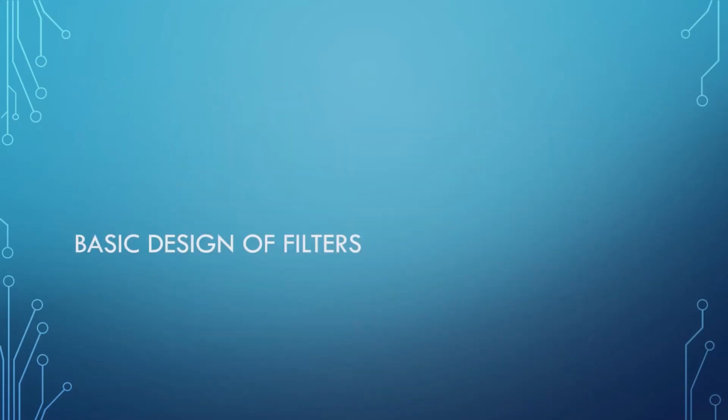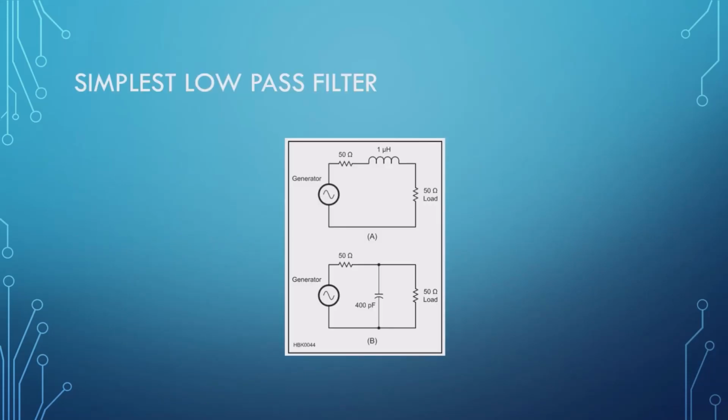So let's talk about the basic design of filters. We'll start off with the simplest low-pass filter that we could build, and that's to put either an inductor or a capacitor in our circuit. That's the simplest low-pass filter we could do. And what that will do, based on the value, is filter out frequencies above our resonant frequency.